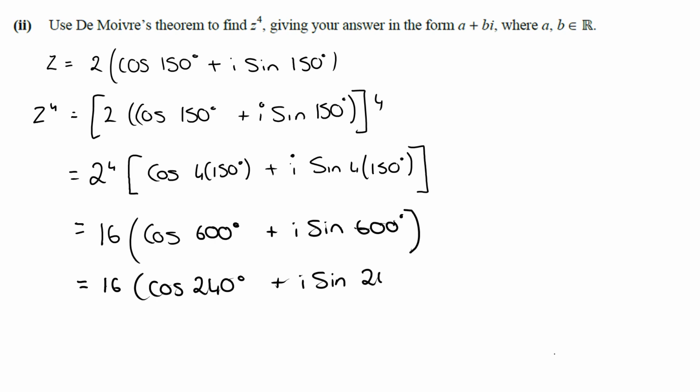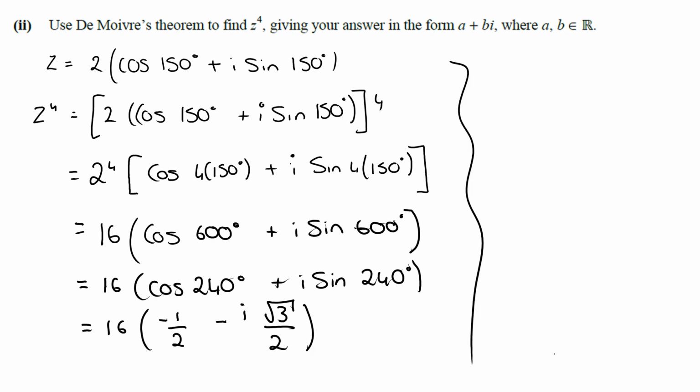Sine of 240 degrees, go to the calculator, we put that in. So what we get is 16 times the cos of 240, which is minus a half. The sine of 240 is actually minus root 3 over 2, so I'm going to put that minus in the middle. And multiplying that out, z to the power of 4 works out as minus 8 minus i 8 root 3. Not particularly nice looking, but absolutely perfect. They told us that a and b were elements of the real numbers, and not integers, so we know that that root 3 is absolutely fine.